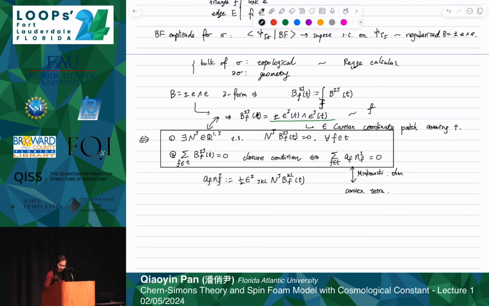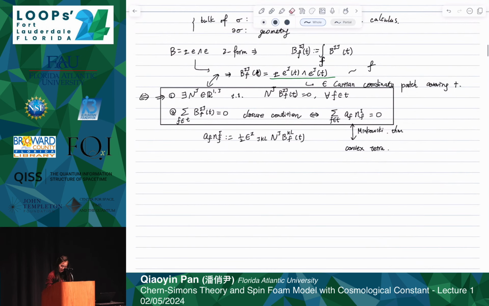That's why we have the first condition. In a 3D space, we must be able to find a common normal to all these 4 triangles. And that's not enough. We want them to form a tetrahedron, so they must close together to form a closed boundary of something. That's why we have the closure condition. And this is the intuition, the geometrical interpretation of these 3 conditions as a simplicity constraint. Okay? And now we have the discrete version of the simplicity constraint. Then we just do the quantization.